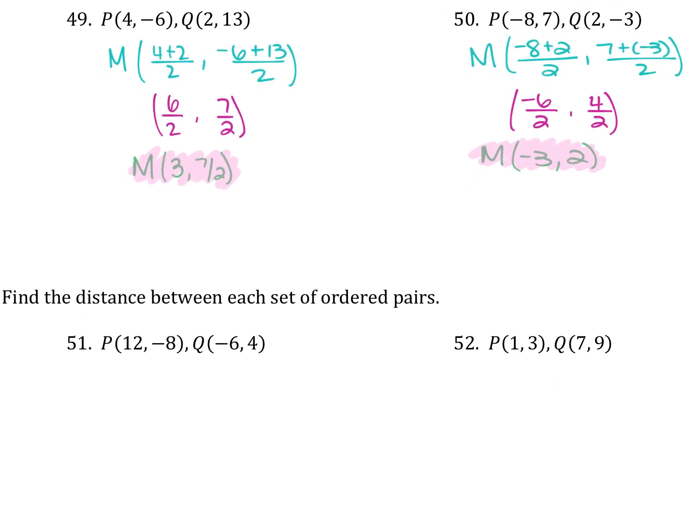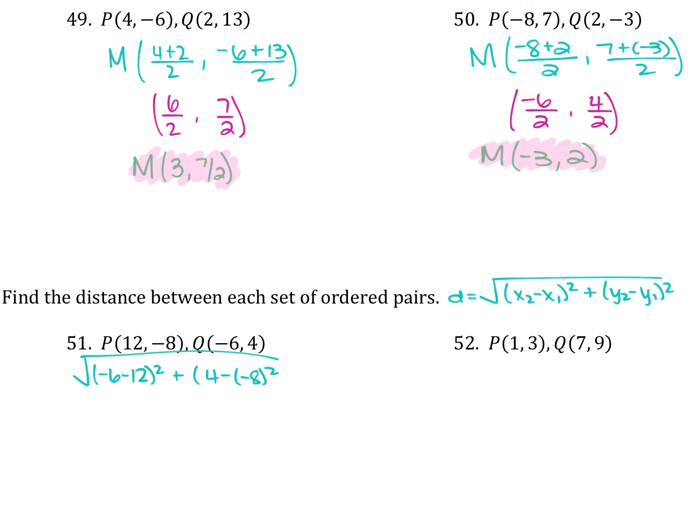For 51 and 52, we're finding the distance between each set of ordered pairs. For the distance formula, we have the square root of (x2 minus x1) squared plus (y2 minus y1) squared. So for 51, with our given points of p, which is (12, negative 8), and q, which is (negative 6, 4), this will be the square root of (negative 6 minus 12) squared plus (4 minus negative 8) squared. So that gives us the square root of negative 18 squared plus 12 squared. The negative 18 squared is going to be 324, plus the 12 squared is 144.